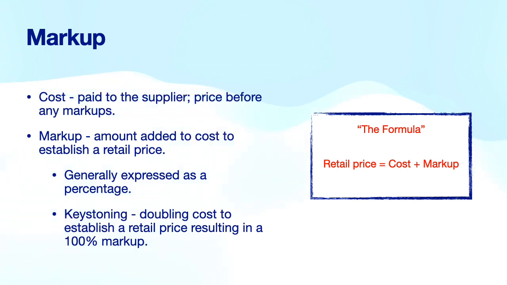Your markup is the amount that is added to cost to establish a retail price. Markup is generally expressed as a percentage. Keystoning is when you double the cost to establish a retail price, resulting in a 100% markup. So the formula to calculate your retail price is to take your cost and add your markup.